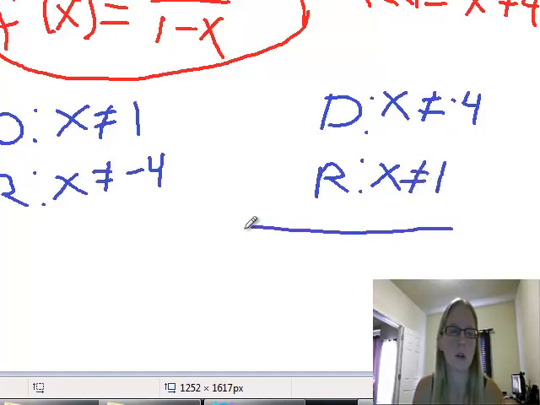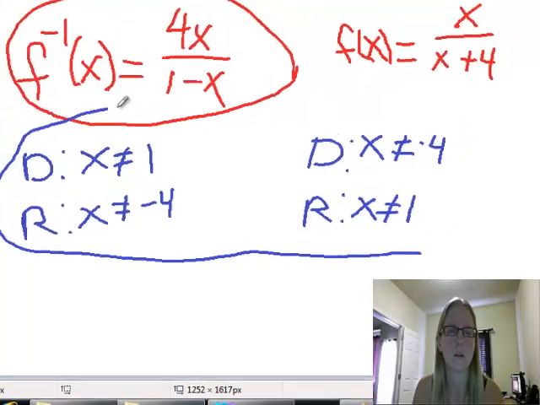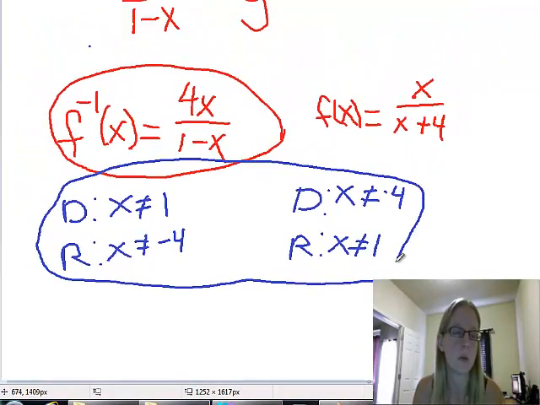So that's another question that you guys will get often, is being able to identify the domain and range of these before you even graph them.